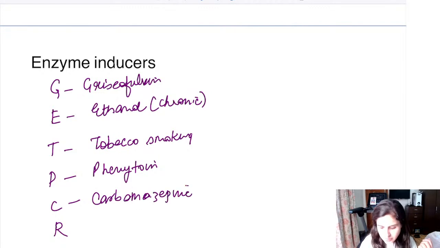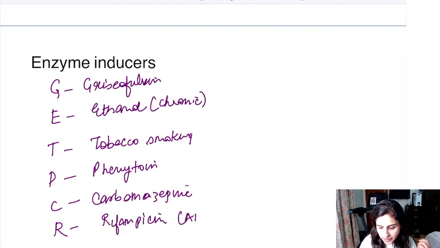Carbamazepine, another anti-epileptic drug. And R से very important potent enzyme inducer is your rifampicin, which is an anti-tubercular drug, very important anti-tubercular drug. ठीक है. So these are the important enzyme inducers, and you should know which ones are these. So ये एक mnemonic है to remember the enzyme inducers.